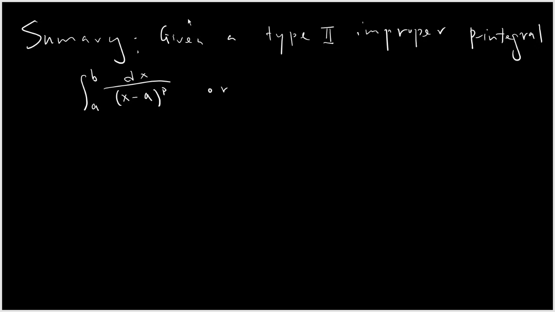Actually, there's one other form I want to summarize together. One other form, so now let's also say from a to b. You have dx on top. I think we can make b the point with the problem. The function is undefined at b. All we need is to have the integrand, something like this, x minus b to the power of p.